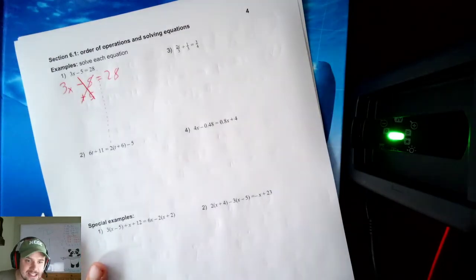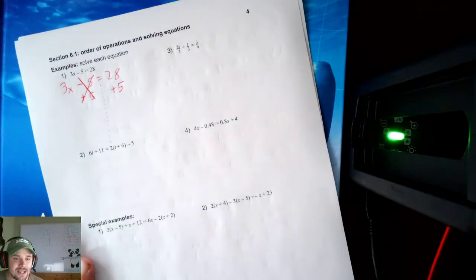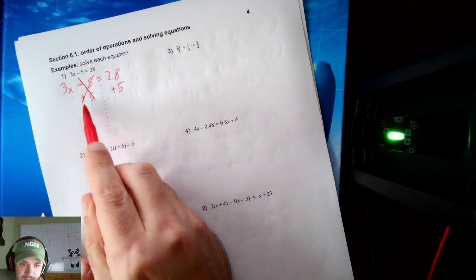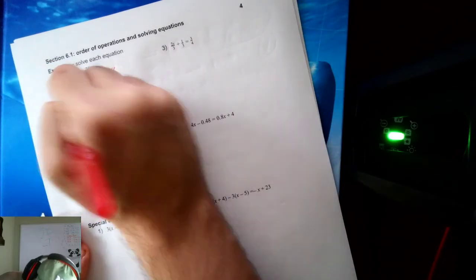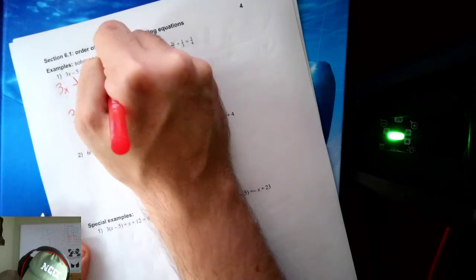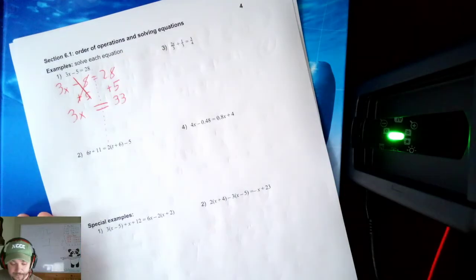Plus 5 will cancel it right there. But I have to put a plus 5 on the other side. If you put a plus 5 on one, you got to put a plus 5 on the other. That leaves me with 3x over here equals 28 plus 5 is 33, right?